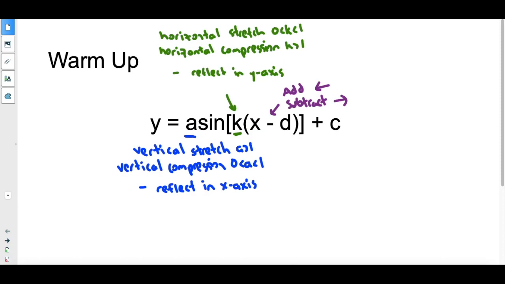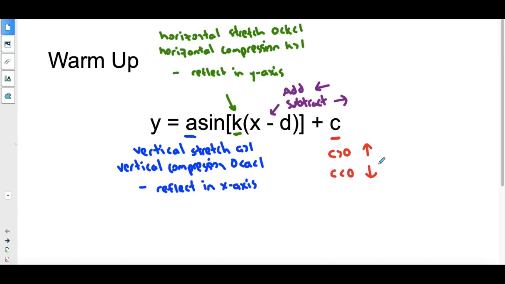And finally, my c value at the end tells me how much I go up or down. If my c value is positive, or in other words, greater than 0, we go up by c. And if my c value is negative, or in other words, c is less than 0, then we go down by c. And there you go. Those are the different transformations I could apply to my graph.